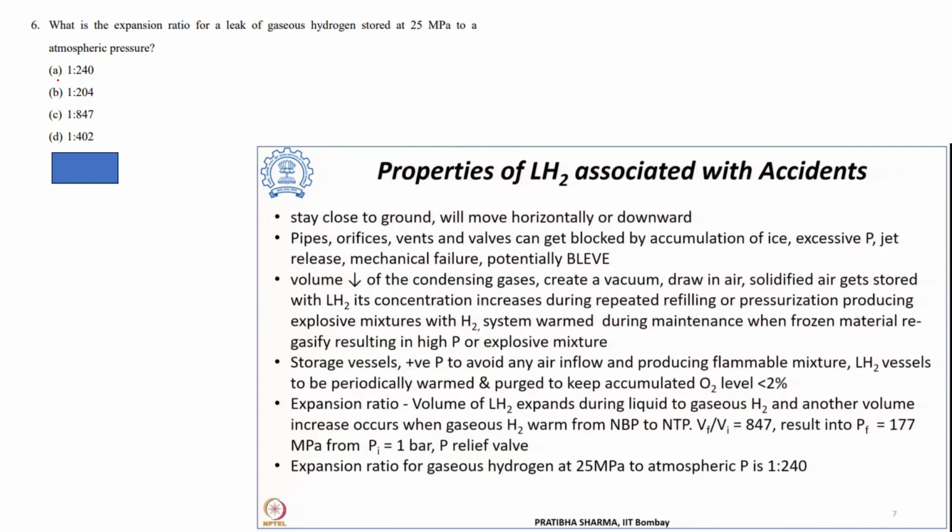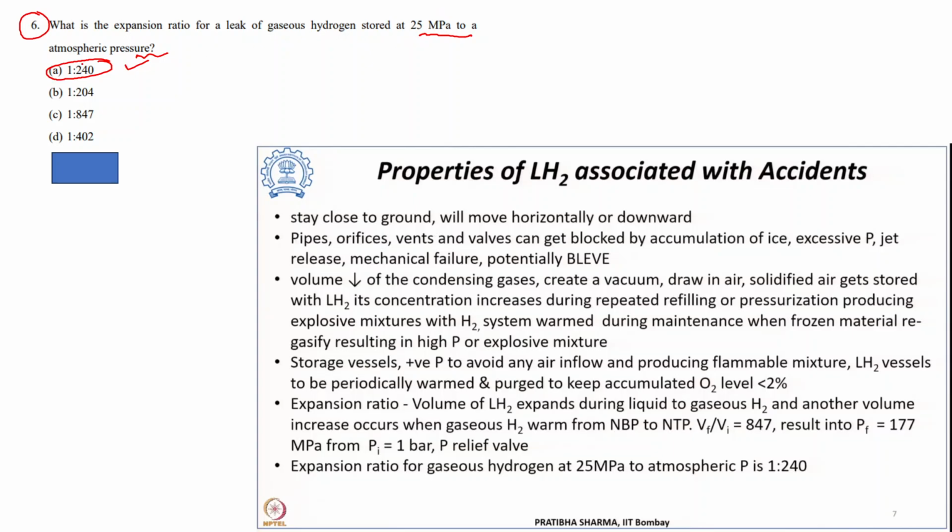Next one is question number 6. What is the expansion ratio of a leak of hydrogen gas stored at 25 megapascal to atmospheric pressure? So it is 1 to 240. 25 MPa is around 240, and outside it is 1. So 1 to 240, this is your correct answer.